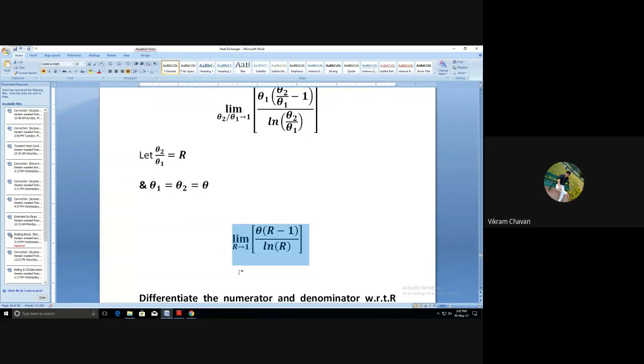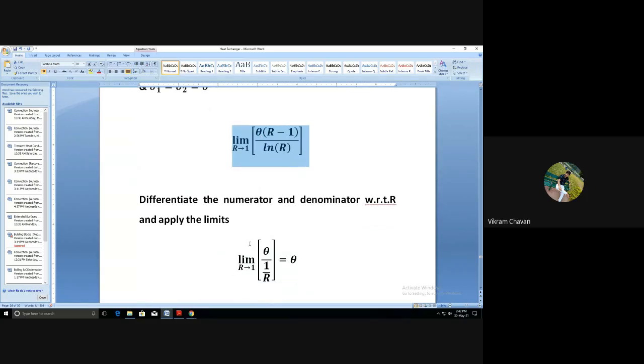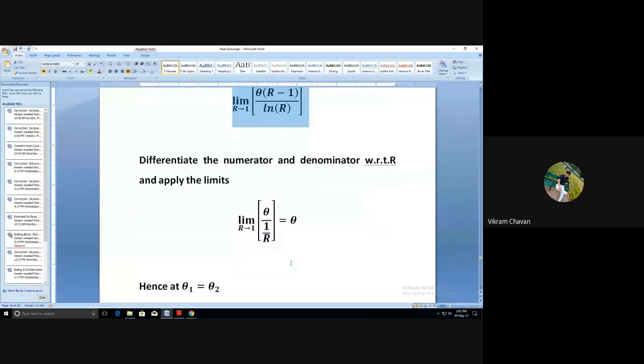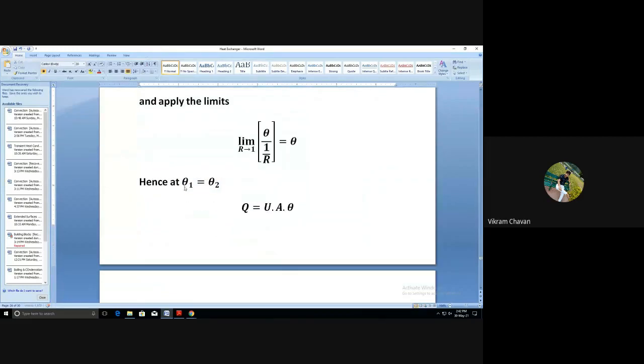Now we have to differentiate the numerator and denominator with respect to r, and then apply the limits. The differentiation of the numerator is only theta, and the differentiation of the denominator with respect to r is 1 upon r. If you put in the limit, instead of r put 1, so 1 divided by 1 is again 1, and you will get only theta. So in case of theta 1 equal to theta 2, you have to consider Q is equal to U multiplied by A multiplied by theta.